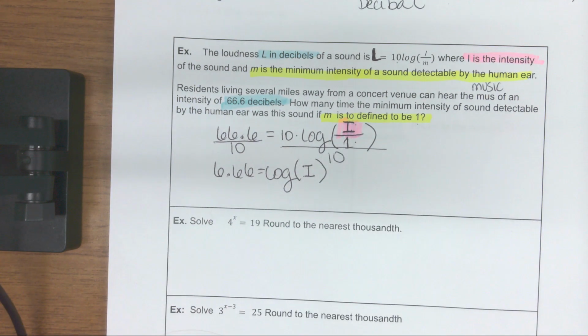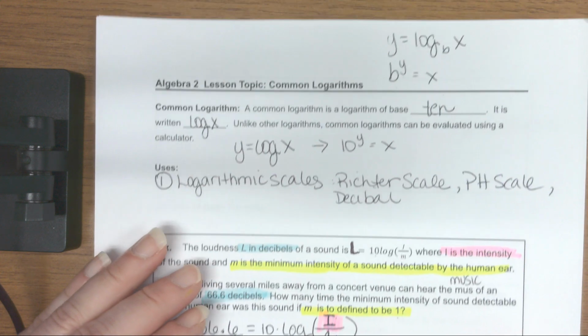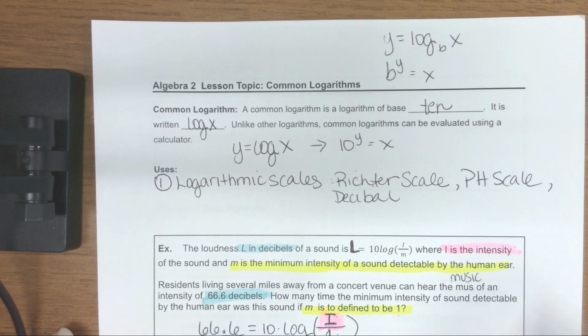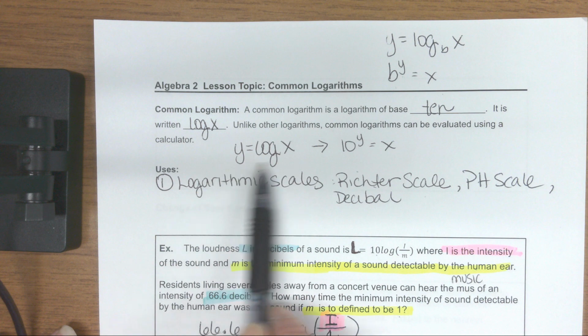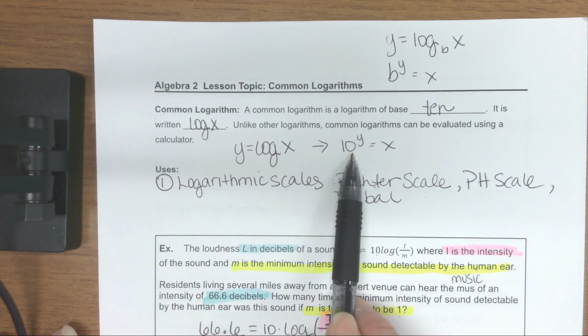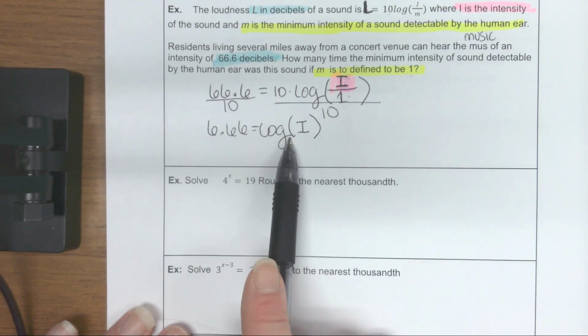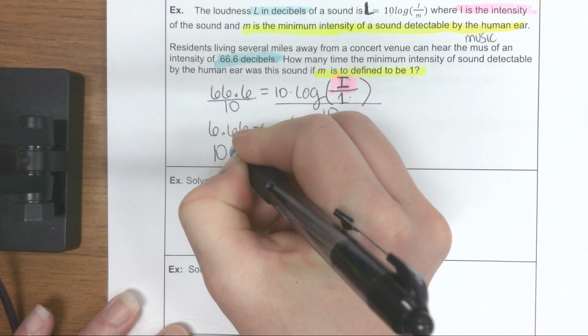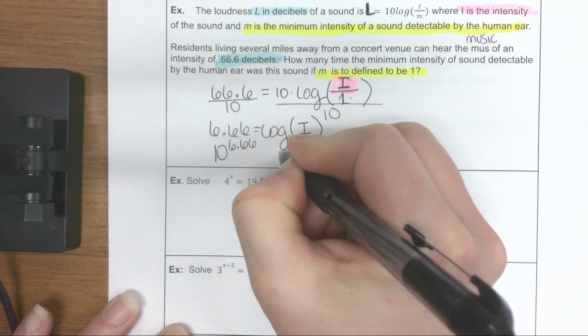Okay. So once you've isolated the logarithm, we're going to go up here to this statement. And to get rid of a logarithm, you can't just divide it off. We have to rewrite it in exponential form. So remember what we talked about. If this is written, the base of this log is 10. Okay, so I'm going to say 10 to the other side, 6.66 equals I.